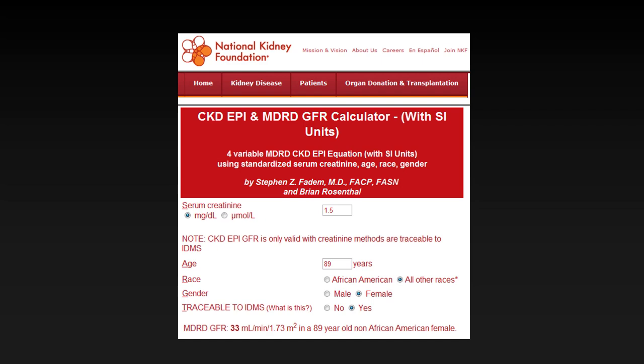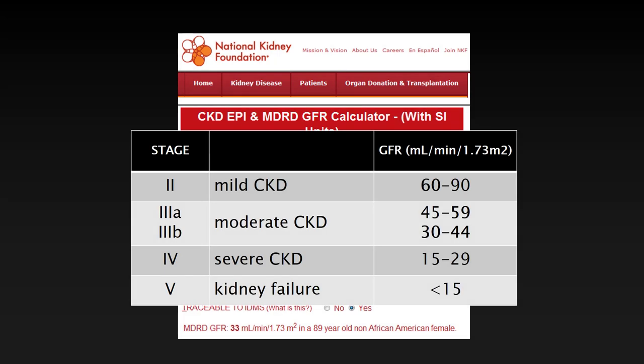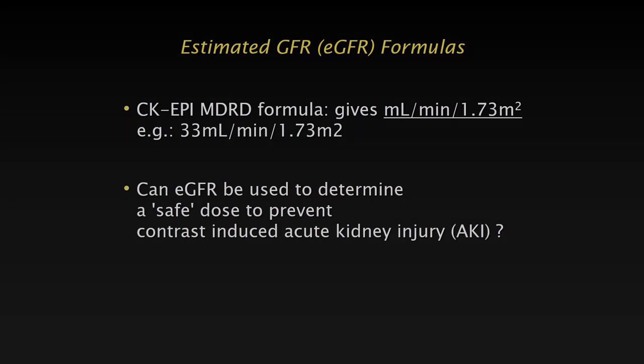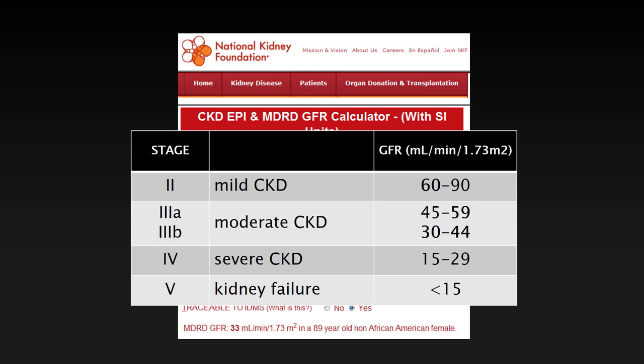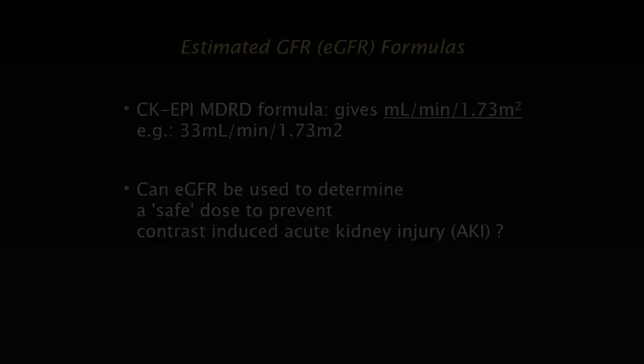you would end up with a GFR of only 33 milliliters per minute per 1.73 meters squared. So she would actually fall into that category, into 3B, closer to 30 than to 45. So she obviously has chronic kidney disease. So the question is, what can we do about it, or should we do anything about it?